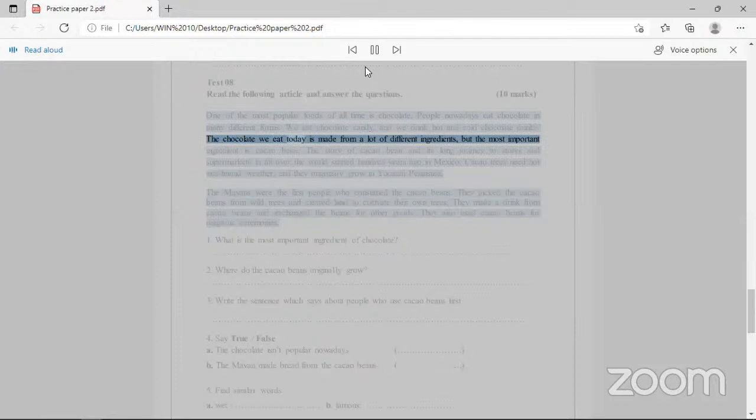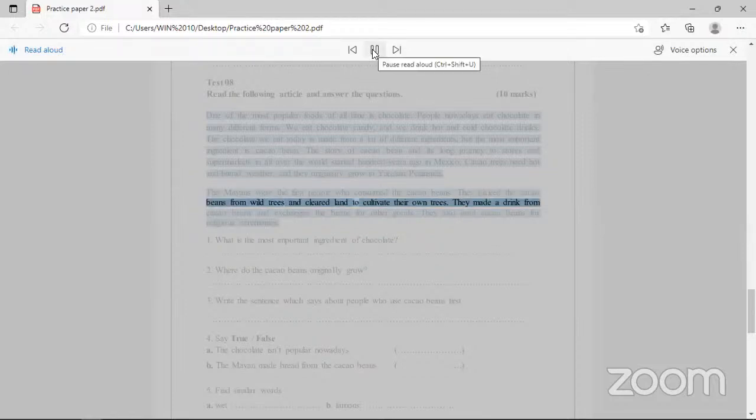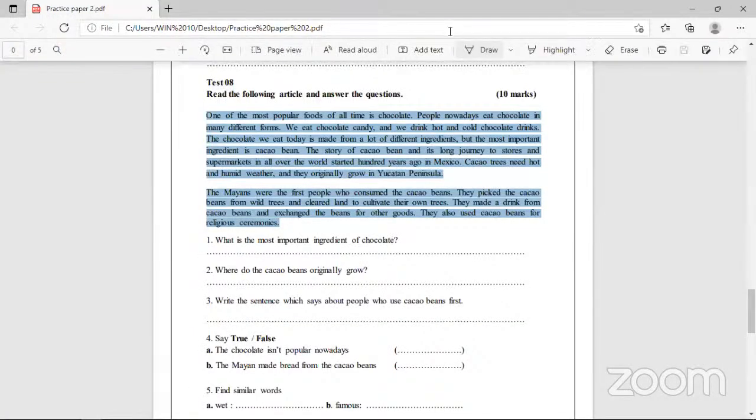The chocolate we eat today is made from a lot of different ingredients, but the most important ingredient is cacao bean. The story of cacao bean and its long journey to stores and supermarkets all over the world started 100 years ago in Mexico. Cacao trees need hot and humid weather, and they originally grow in Yucatan Peninsula. The Mayans were the first people who consumed the cacao beans. They picked the cacao beans from wild trees and cleared land to cultivate their own trees. They made a drink from cacao beans and exchanged the beans for other goods. They also used cacao beans for religious ceremonies. Right, it's the text about cocoa beans.